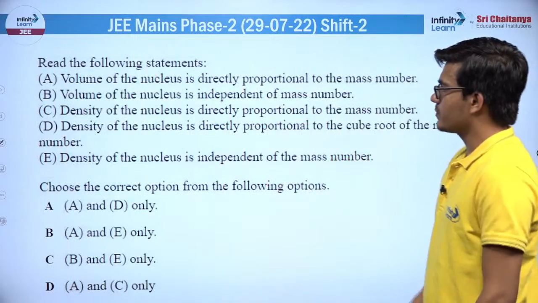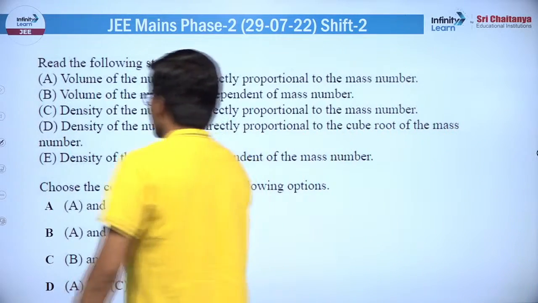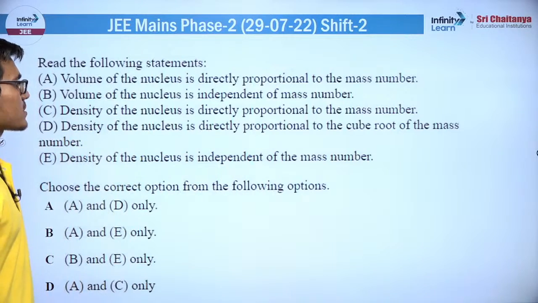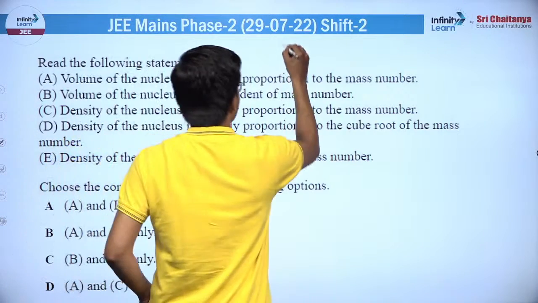Moving to the next question, a very simple question from the nuclei chapter. The volume of the nucleus is directly proportional to the mass number.